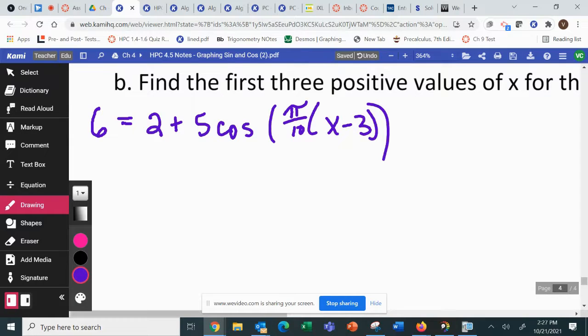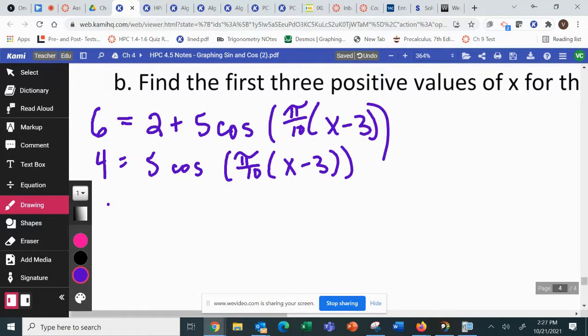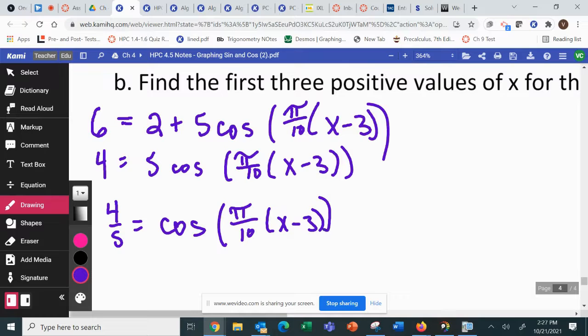And now we're going to solve an equation, right? We're going to take away 2 from both sides. And then after that, I'm going to divide by 5. So I have 4/5 equals cosine pi over 10 x minus 3. After this, I recommend you do not try to work ahead of me because you're going to miss some things. So once you get here, we definitely need to go at the same pace.